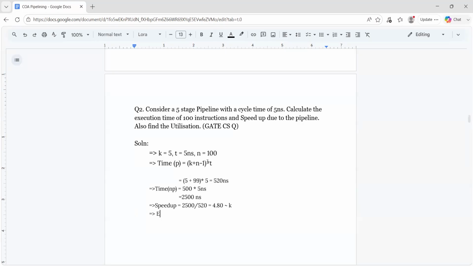And finally, they have asked for utilization. Utilization is also known as efficiency. So what is the formula for efficiency? By solving the value, we get 4.8 by 5, which is equal to 0.9615. So the overall answers for this problem: the execution time of 100 instructions for pipelining would be 520 nanoseconds, for non-pipelining 2500 nanoseconds. The speedup will be 4.8 and efficiency would be 0.9615.